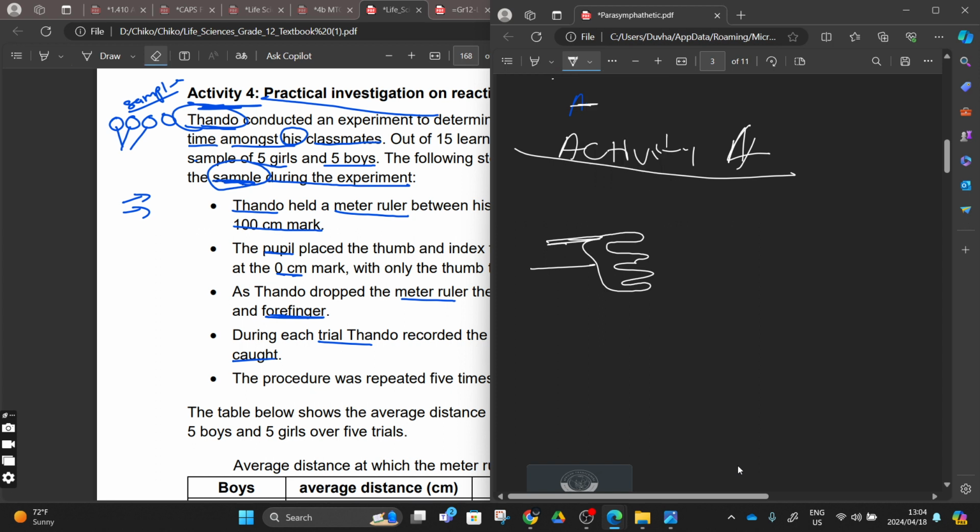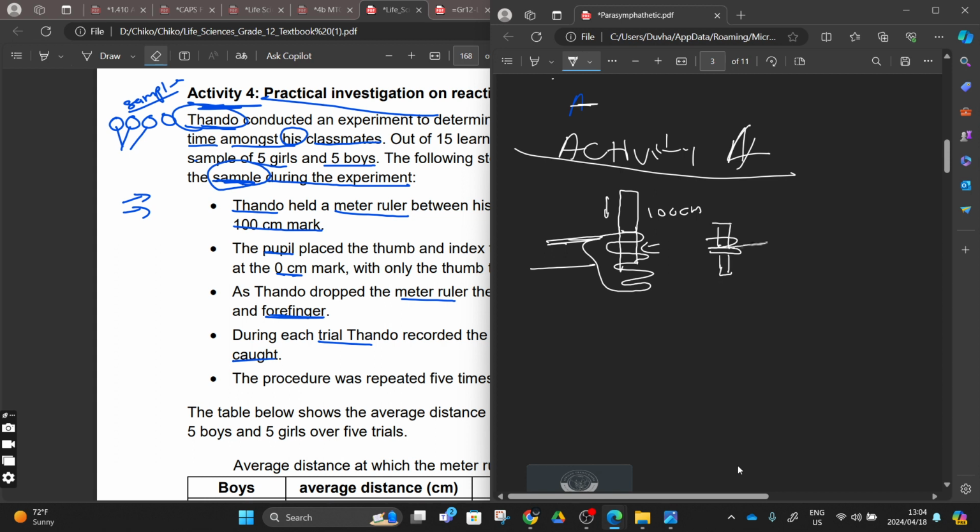Zero mark here, right? It means they're saying touching the thumb on a 0 mark. So it's going to be like this, a 100 centimeter ruler. What is going to happen is we drop this ruler, and when it is traveling down this space, these people are going to close their thumb and index finger to catch that ruler. I hope you understand, right?